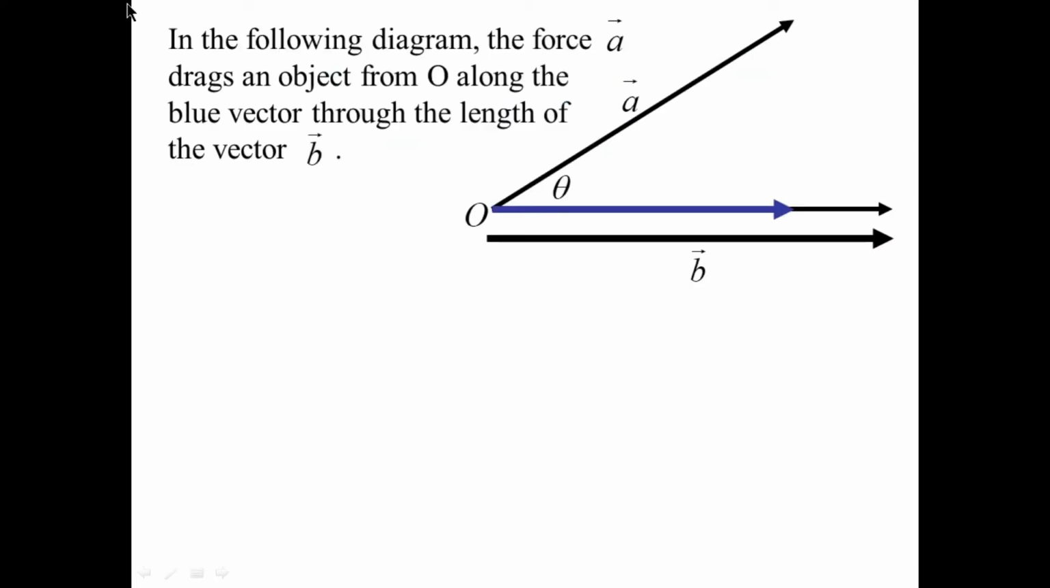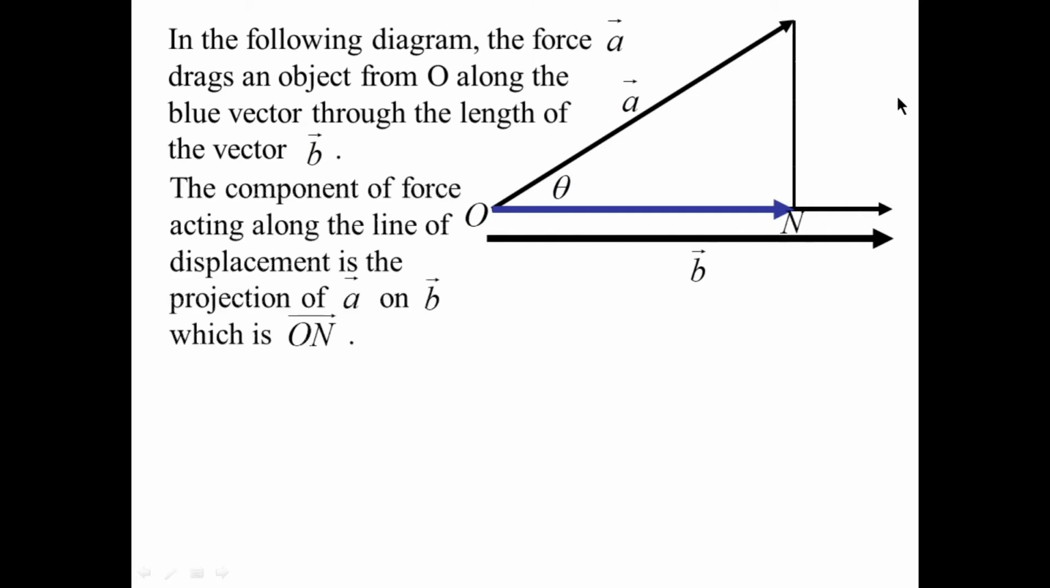In the following diagram, a force A drags an object from O along the blue vector through the length of this vector B. The component of force acting along the line of the displacement: something is pulling in this direction, but it has a component of force in this direction. And that component of force is the projection of A onto B. I've outlined it here in a blue vector.